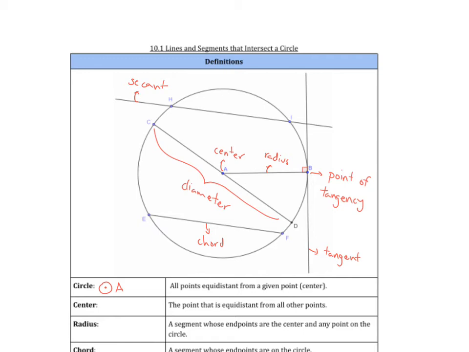One other thing that I want you to keep in mind is that the radius is congruent to every single other radius in the same circle. So if I were to measure AB, AD, and AC would be the same. This has to do with the definition of the circle because, again, all of these points on the circle are equidistant or equal distance from the center.